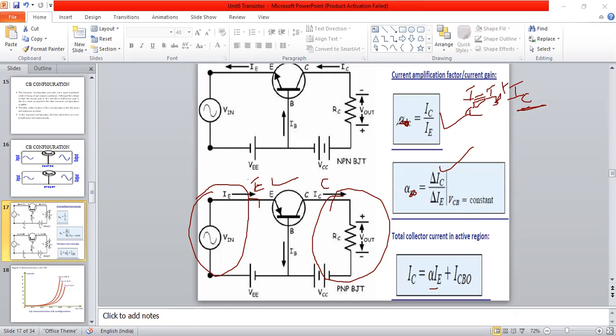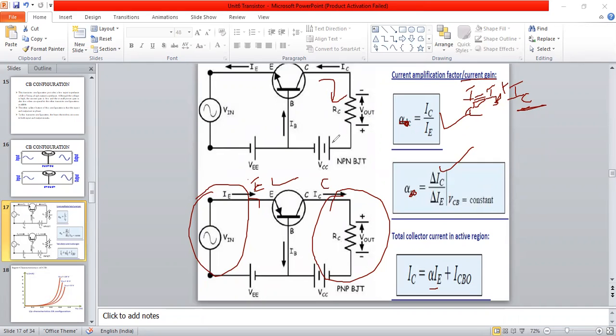IC equal to alpha IE, we can write. But the total output current, the total collector current, is this emitter current with the current gain, alpha, plus some ICB naught, which they have written here.